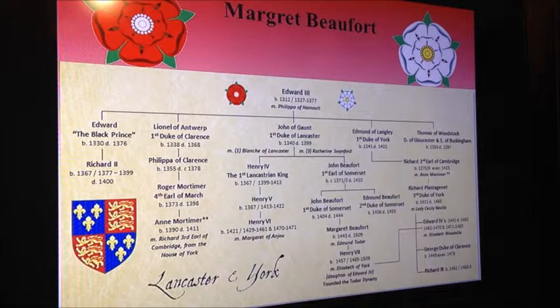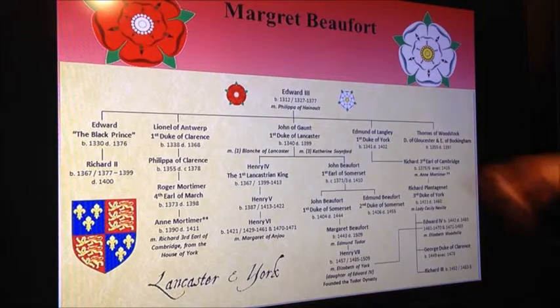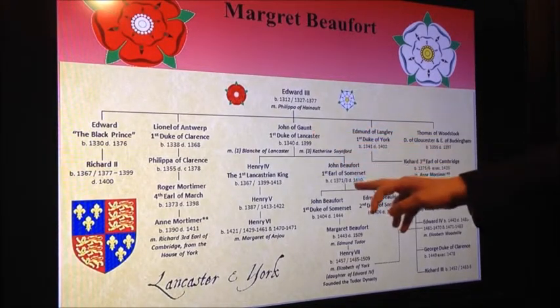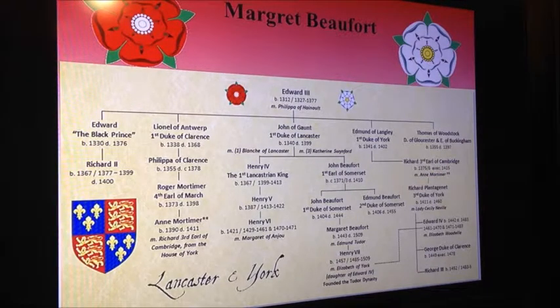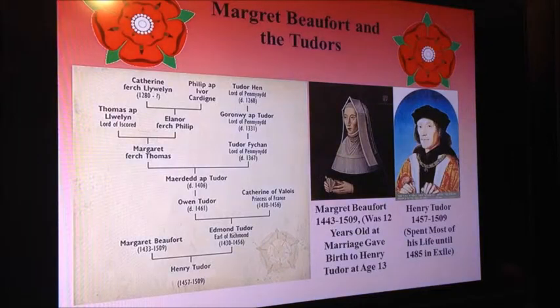Now, we're going to get to who is Margaret Beaufort, who is the mother of Henry Tudor. Now, John had a son named John, who had a son named John, who had a daughter named Margaret. At the age of 12 years old, she was married to Edmund Tudor. Who was Edmund Tudor?